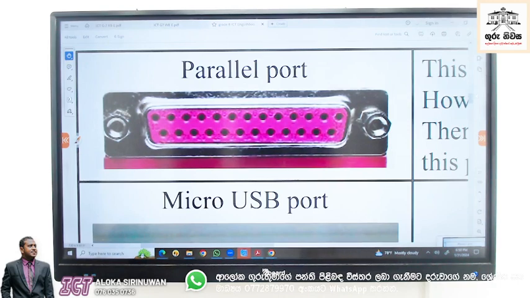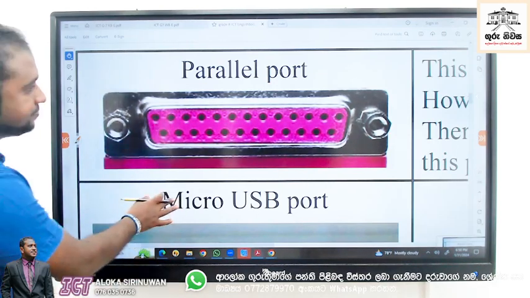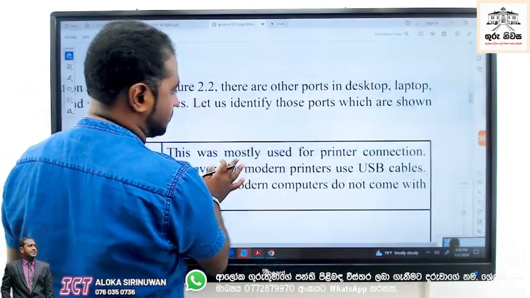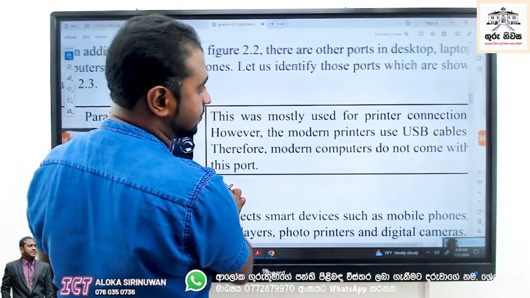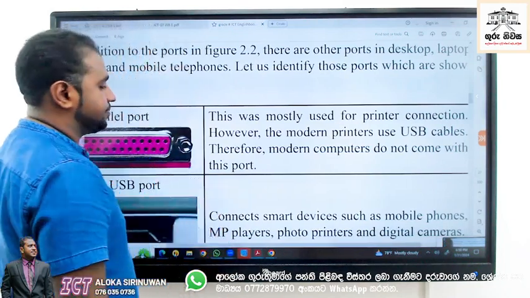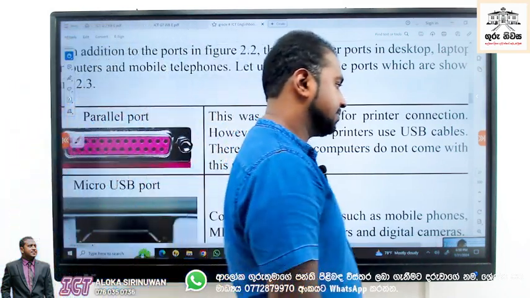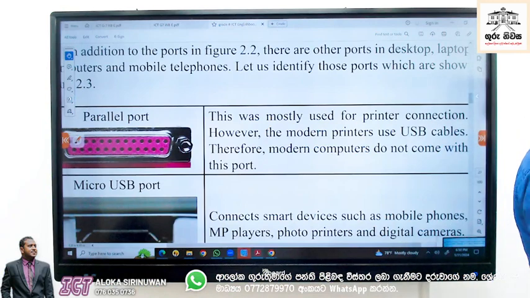Sir, can you show me the sentence? Can you show me the sentence, please? Okay. What happens, Senugi? Sir, the lights went off suddenly.